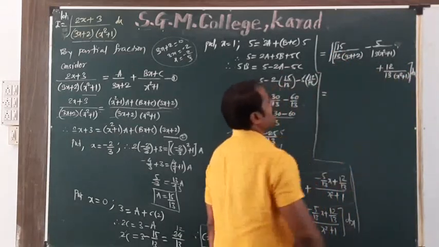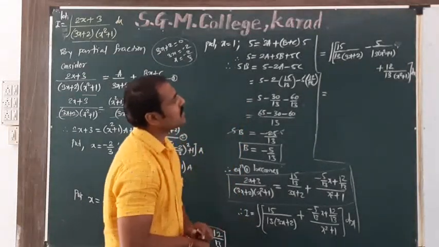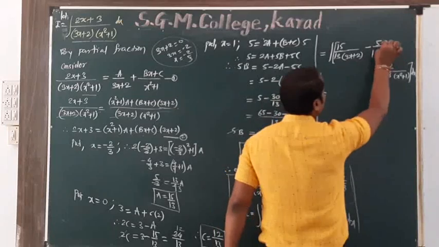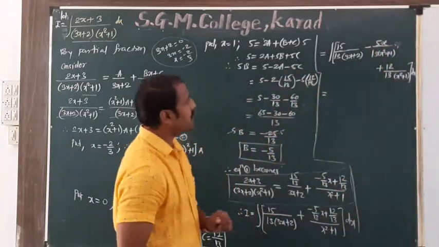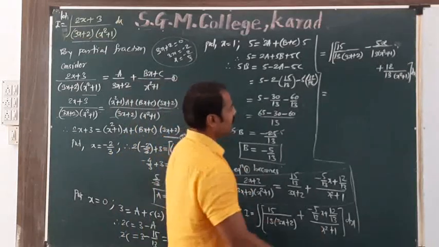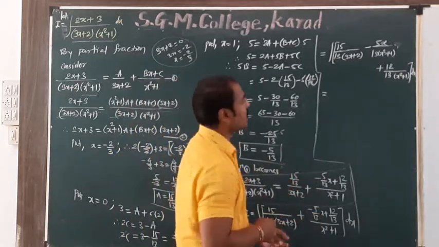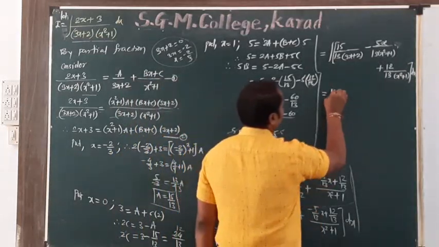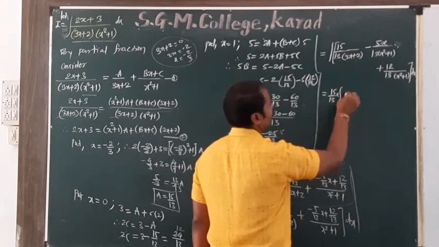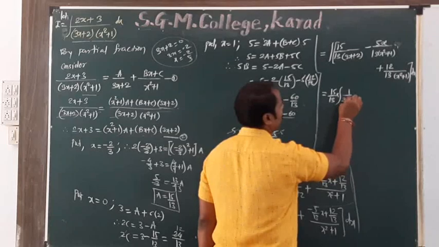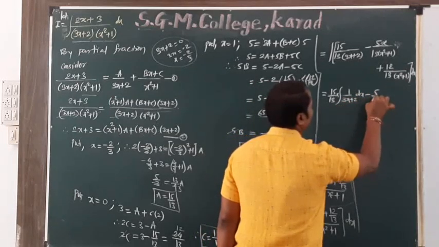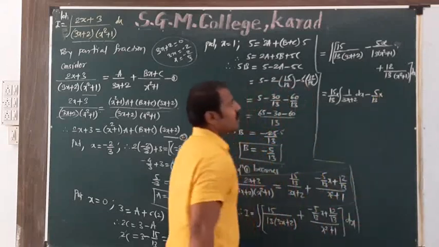Inside the integration there is addition and subtraction. So we can separate the integration sign and take the constants outside the integration. 15 divided by 13 is a constant, so take it outside the integration. It's the integration of 1 upon 3x plus 2 dx.